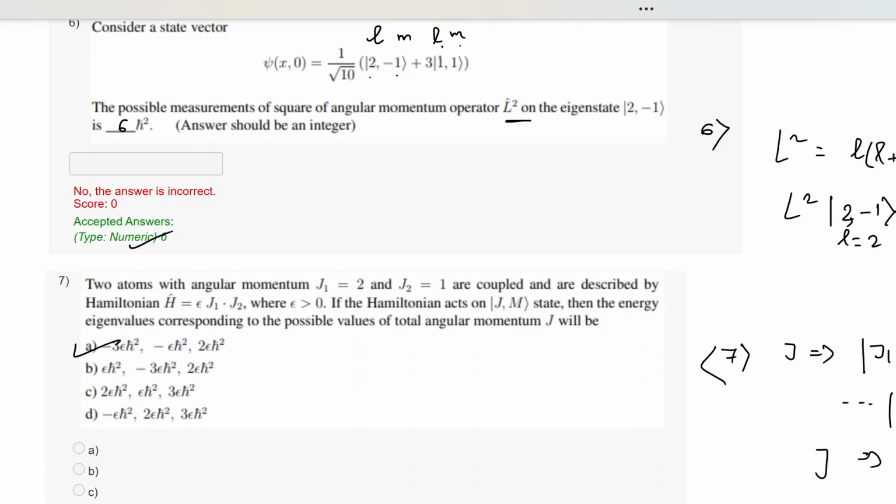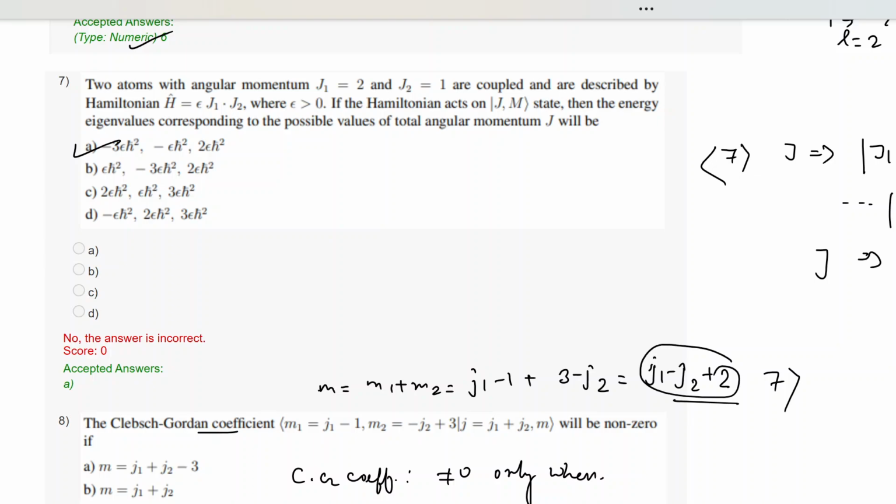So here m1 equal to j1 minus 1, m2 equal to 3 minus j2, which gives m equal to j1 minus j2 plus 2. This is the allowed value of m for the CG coefficient to be non-zero: j1 minus j2 plus 2. So this is our correct answer.